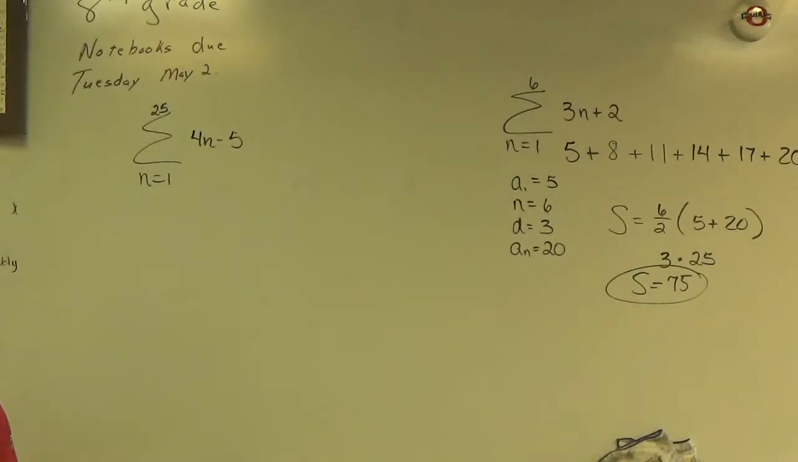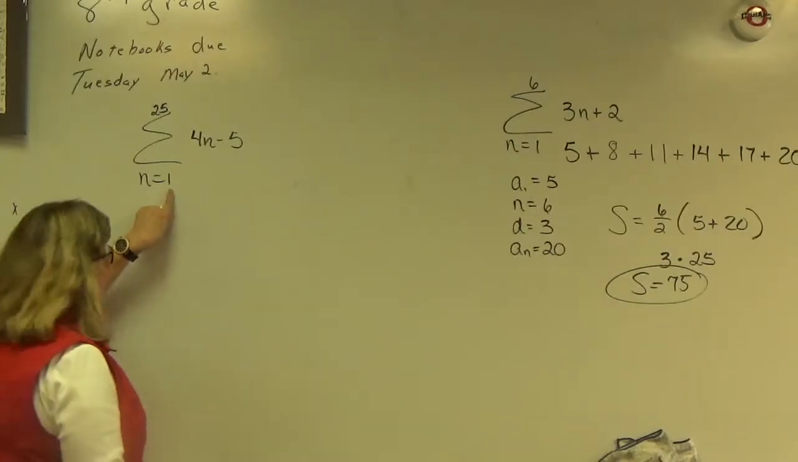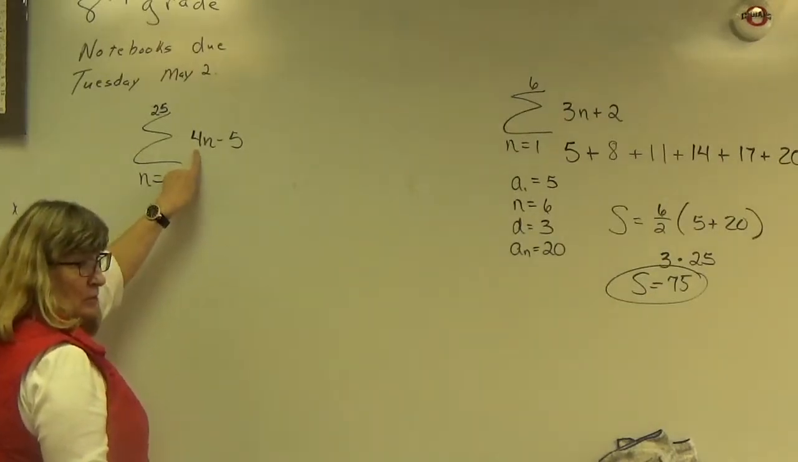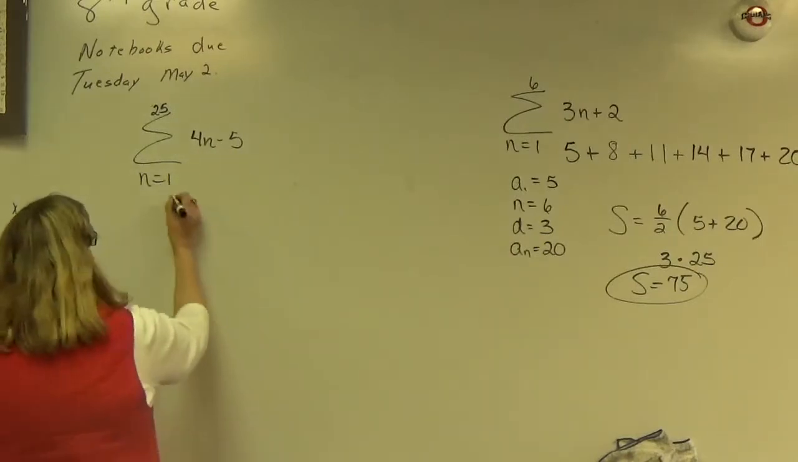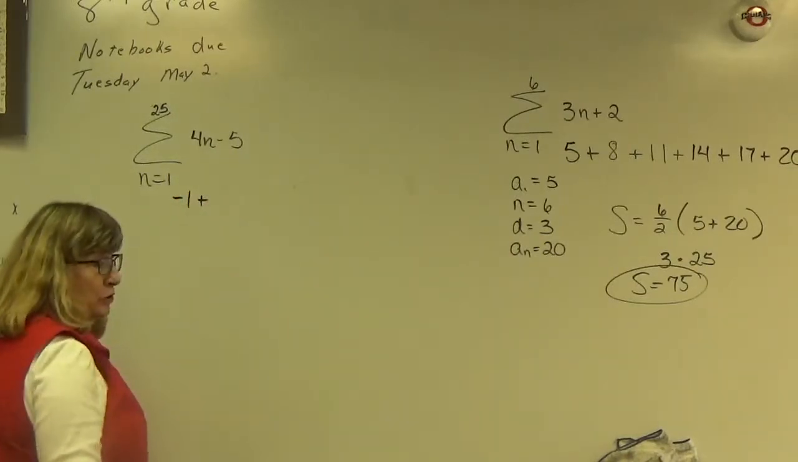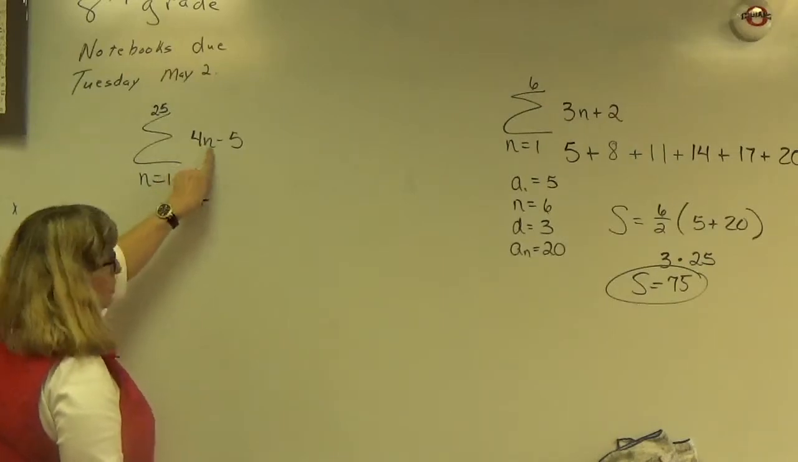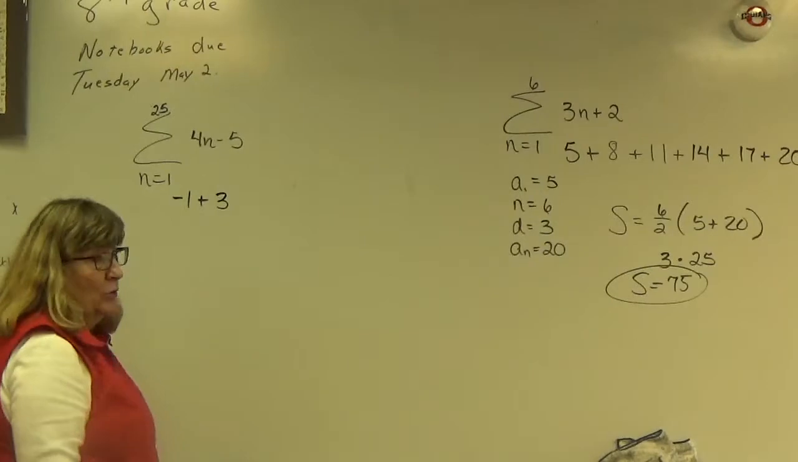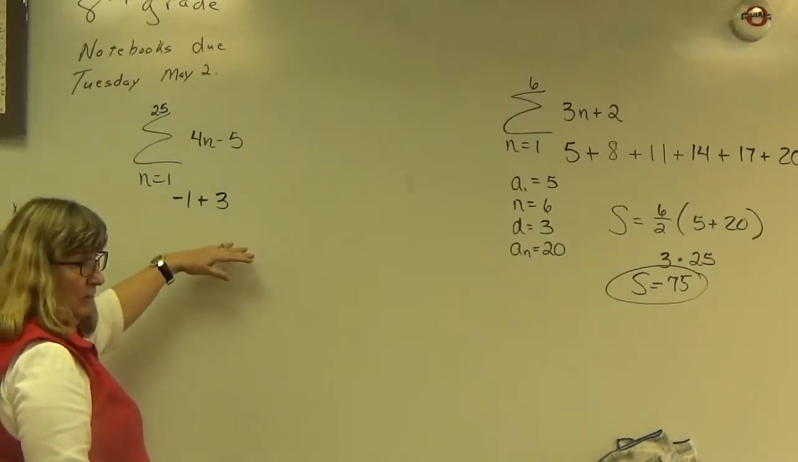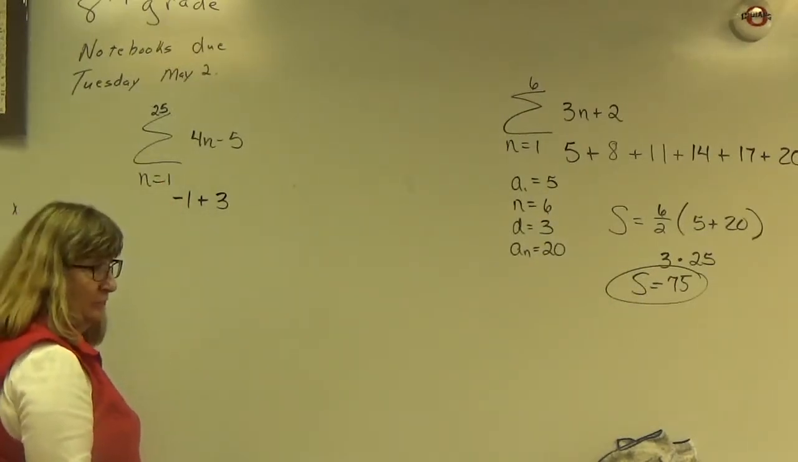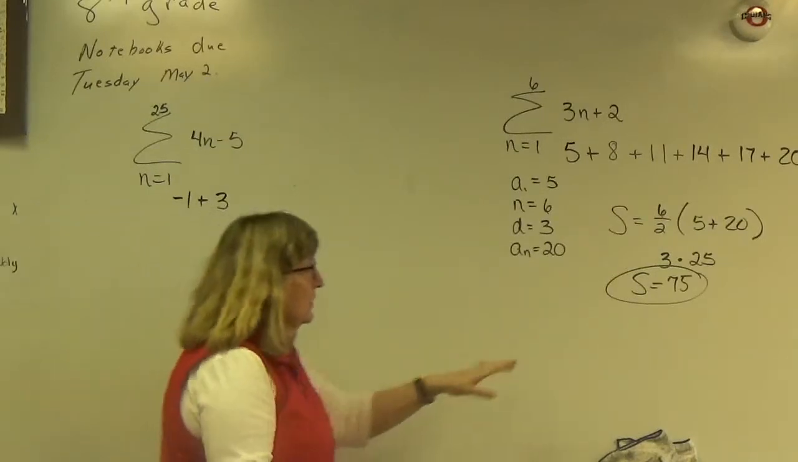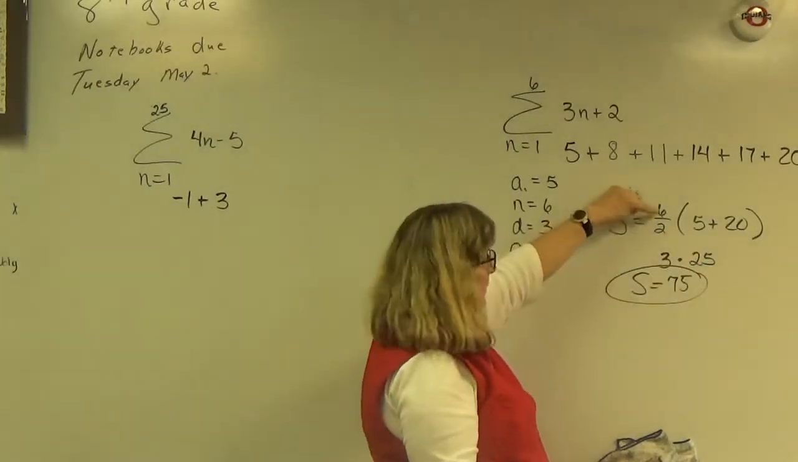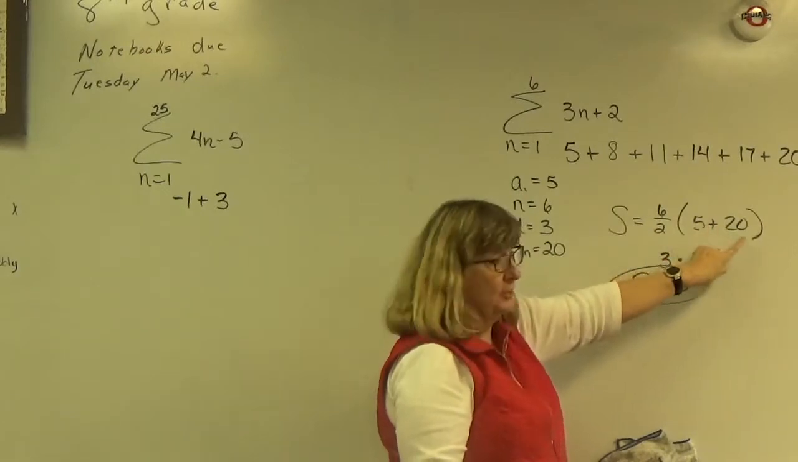Now, what's our first job for sigma? Put in 1, right? Yep. 4 times 1 is 4, minus 5 is -1, then we put the next number in, which is 2: 4 times 2 is 8, minus 5 is 3. Then I could keep on going, but think how many of these I'm putting in. A lot, right? What do I need in order to get the sum formula taken care of? I need the first and the last.